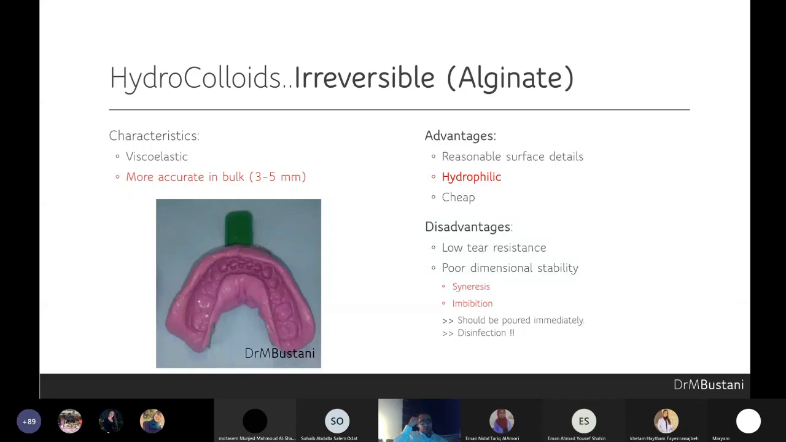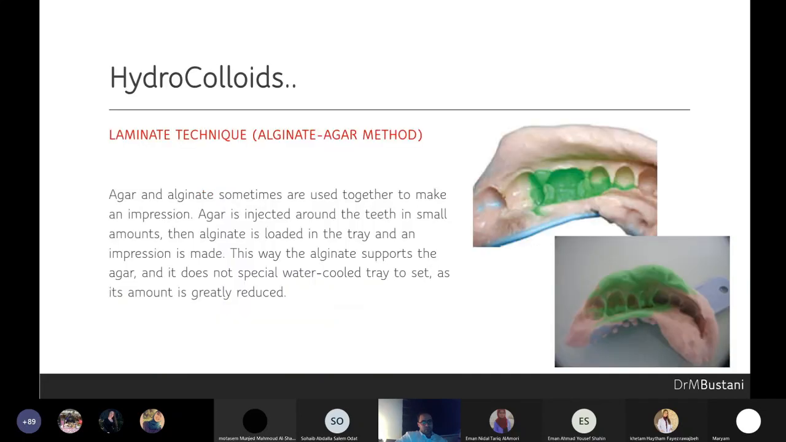If we kept it for long, it will imbibe the water from the damp tissue into the impression material and it will swell, or it will lose water if it was stored for too long. So ideally, it should be poured immediately.